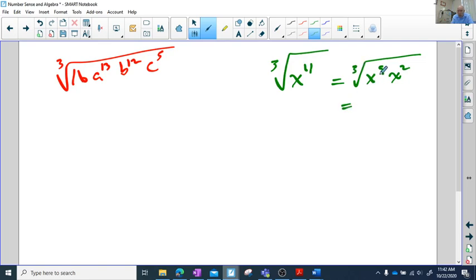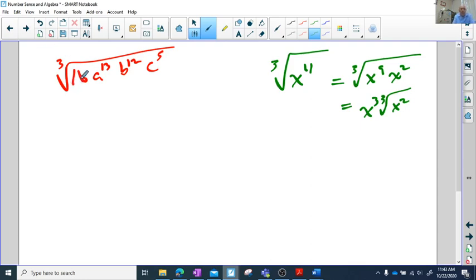So the cube root of x to the 9th would be x to the 3rd. This one I can't take the cube root of, so it stays underneath here. So one thing you're going to find is that if this is a cube root, underneath here, they're all going to be lower than 3. If you have an exponent here that's more than 3, you haven't reduced it as far as it'll possibly go. Okay, so let's use that over here.